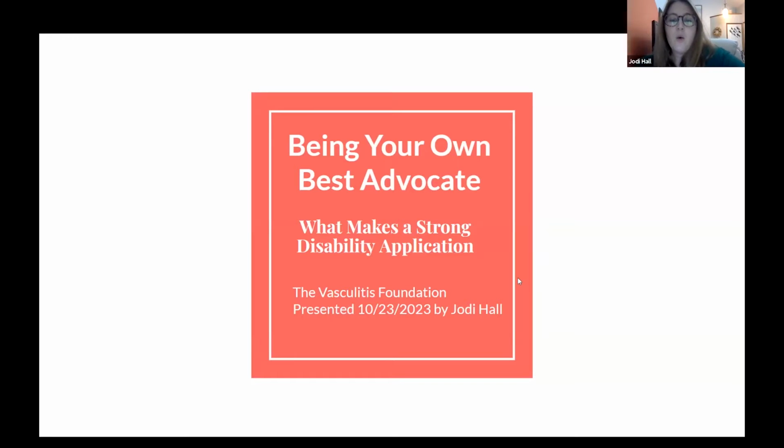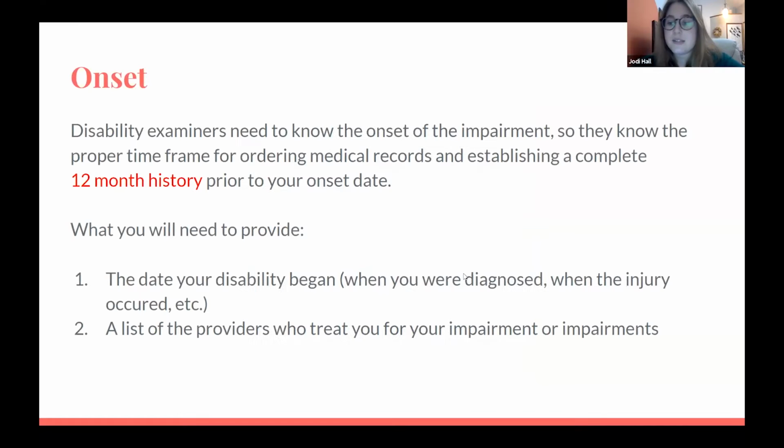Okay, so what makes a strong application? We're starting from the very beginning. Onset is something that the government looks at when they're determining what medical records to order. Now, this will be after you have already applied, and you can apply for disability online, or you can go to your local Social Security Administration field office and fill out the preliminary paperwork with an agent there. Either is available. Online is a lot easier just because you don't have to wait in those lines. You can usually submit it in the same day.